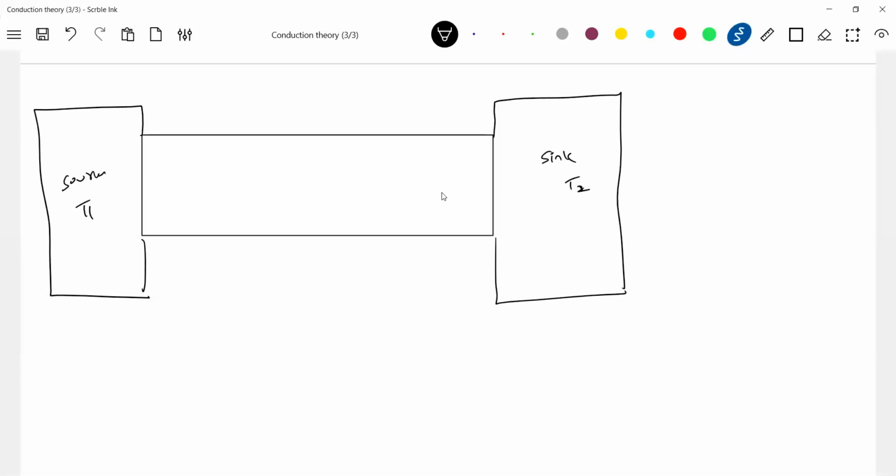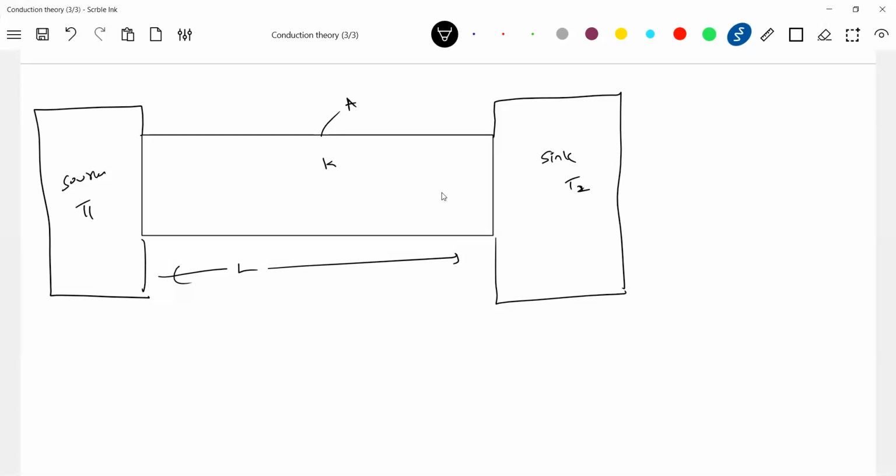Okay, sink at temperature T2. Let L be the length of the rod, A be the area of cross section. I'll define one more quantity called the coefficient of thermal conductivity of the rod.